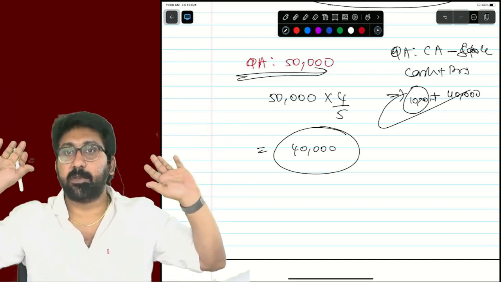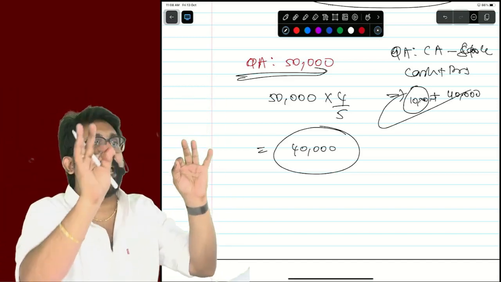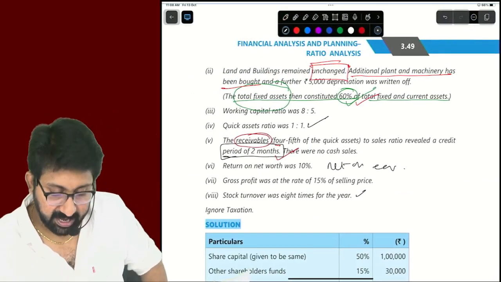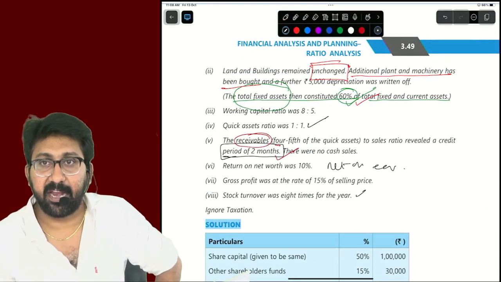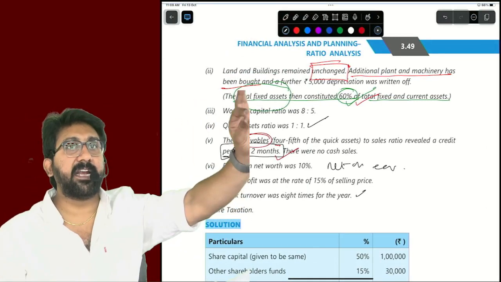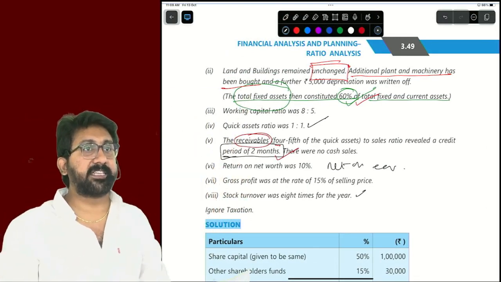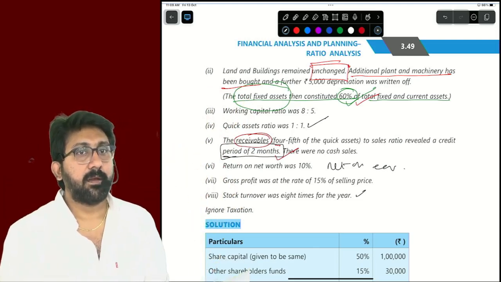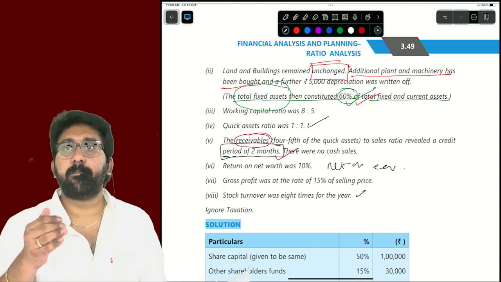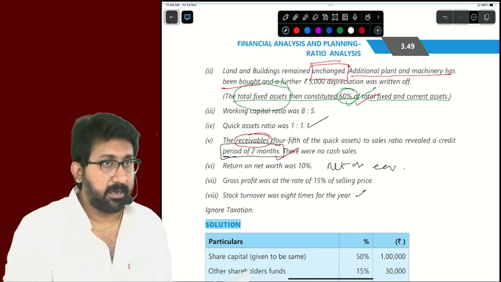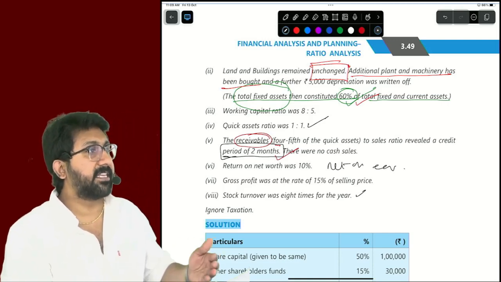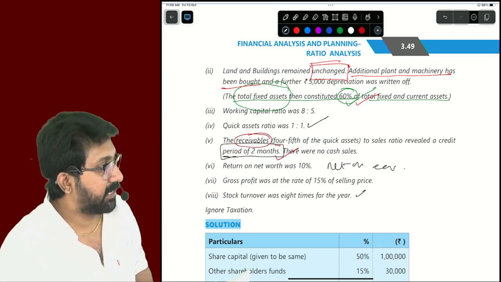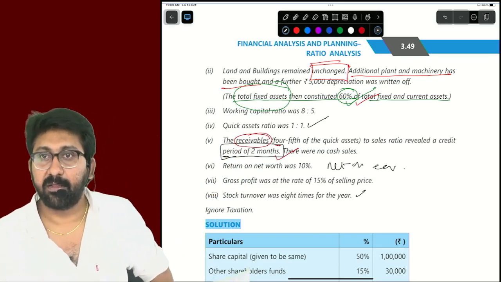Everyone understood the receivables now? Okay. With the help of receivables, what can we calculate? Tell me the debtors velocity formula. We will use 360 days, right? Tell that formula. Debtors divided by credit sales into 360. Generally it is 360 days, but here the question is given in months, therefore we will multiply by 12. Tell the formula first.